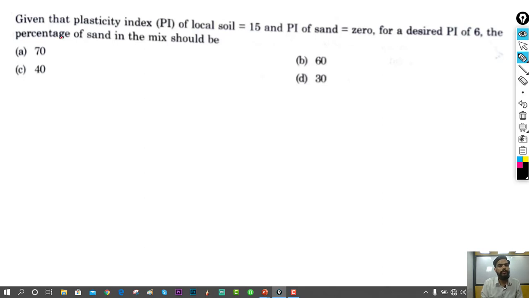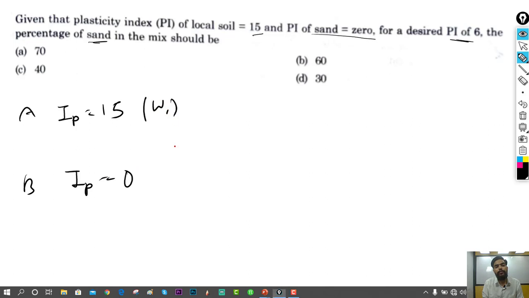Guys, in this question, what is given is that the plasticity index of local soil is 15 and the plasticity index of sand is 0. For a desired plasticity index of 6, the percentage of sand in the mix should be what? We have two soils given. Say this is soil A and this is soil B, and the plasticity index IP of this soil equals 15 and of this soil equals 0. Let's assume that the weight of this soil is W1 and the weight of this soil is W2.